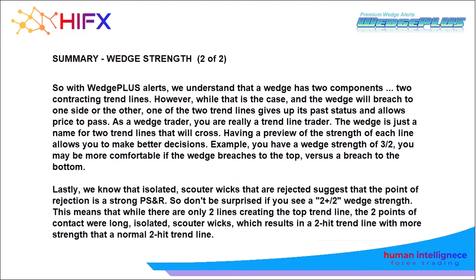So with wedge plus alerts, we understand that a wedge has 2 components, 2 contracting trend lines. However, while that is the case and the wedge will breach to one side or the other, one of the 2 trend lines gives up its pass status and allows price to pass. As a wedge trader, you are really only a trend line trader. The wedge is just a name for 2 trend lines that will cross. Having the preview of the strength of each line, the preview being that 2, 2, 3, 3, 3, 2, whatever it is in the alert, allows you to make better decisions.